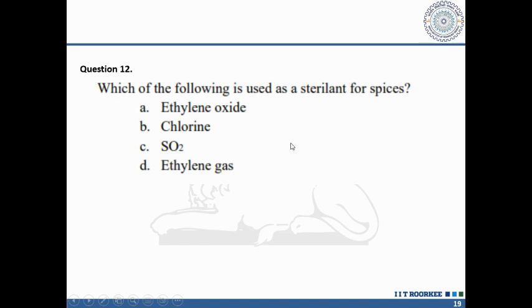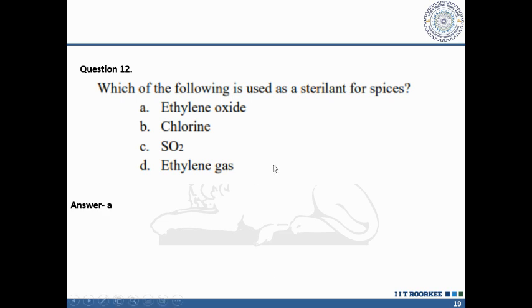Okay, who has given the answer? Varuni is saying D, then she said B. Then Nancy is saying C. So let me check what the answer is.